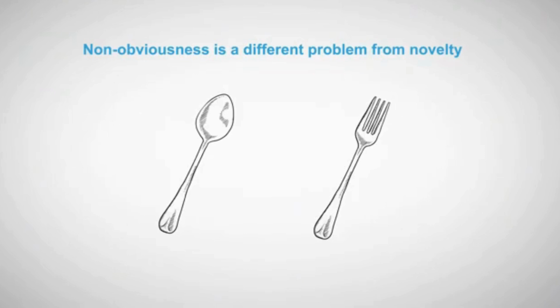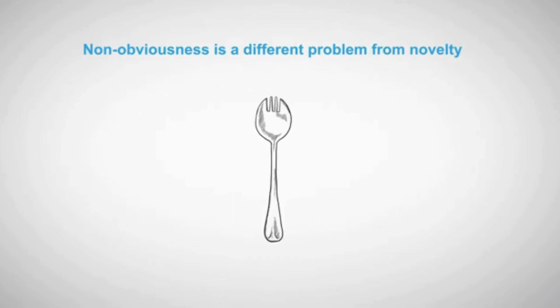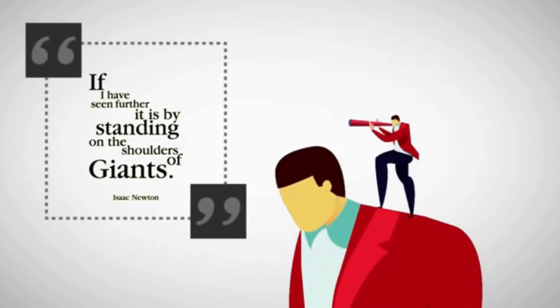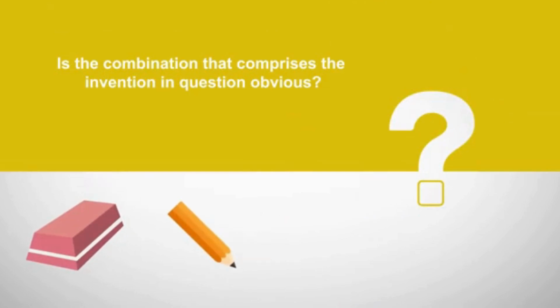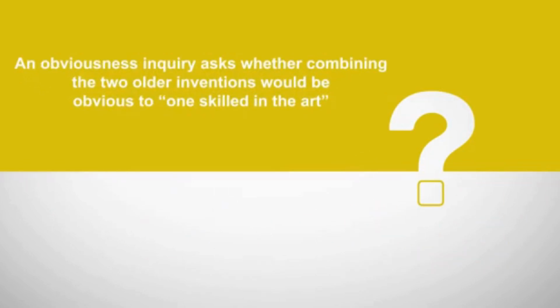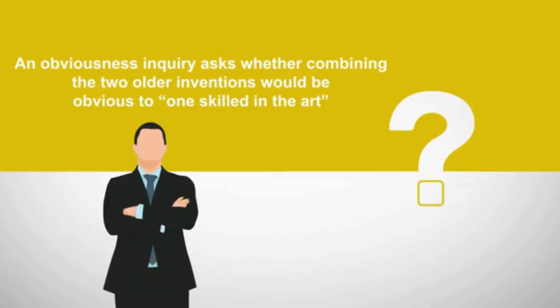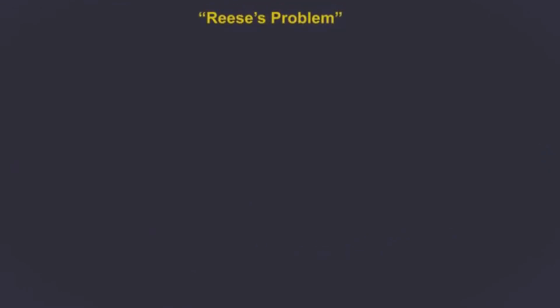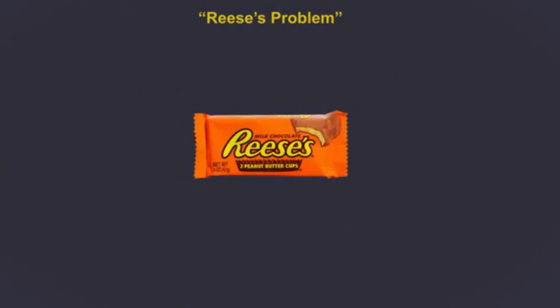Non-obviousness is a different problem from novelty. To some extent, all inventions are combinations of older inventions. This is the idea that, as Isaac Newton said, if I have seen further, it is by standing on the shoulders of giants. The non-obviousness test is asking, is the combination that comprises the invention in question obvious? An obviousness inquiry asks whether combining two older inventions would be obvious to one skilled in the art. One skilled in the art is like the reasonable person who appears frequently in other areas of law. But in this case, the reasonable person is one who works in or is skilled in the field of the invention.